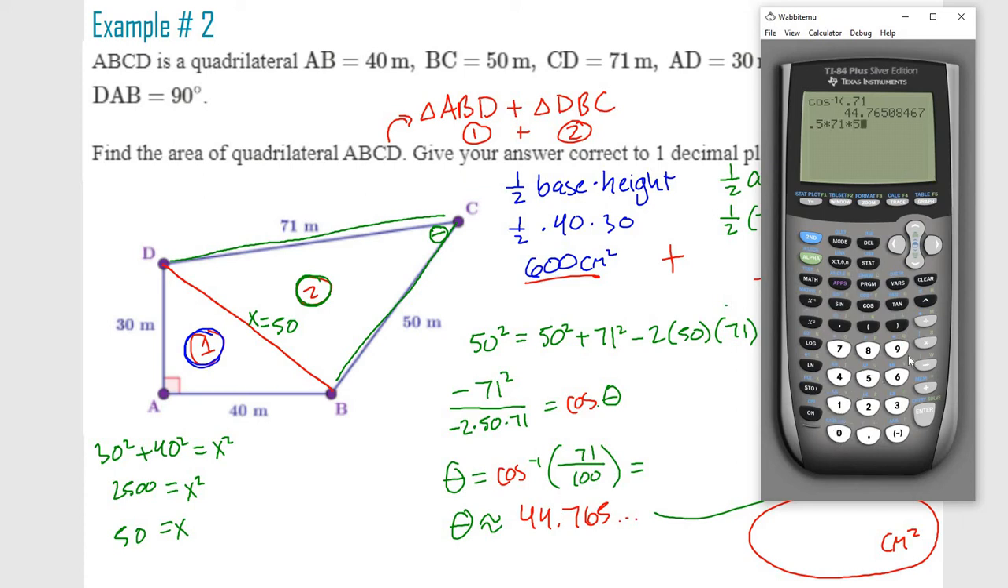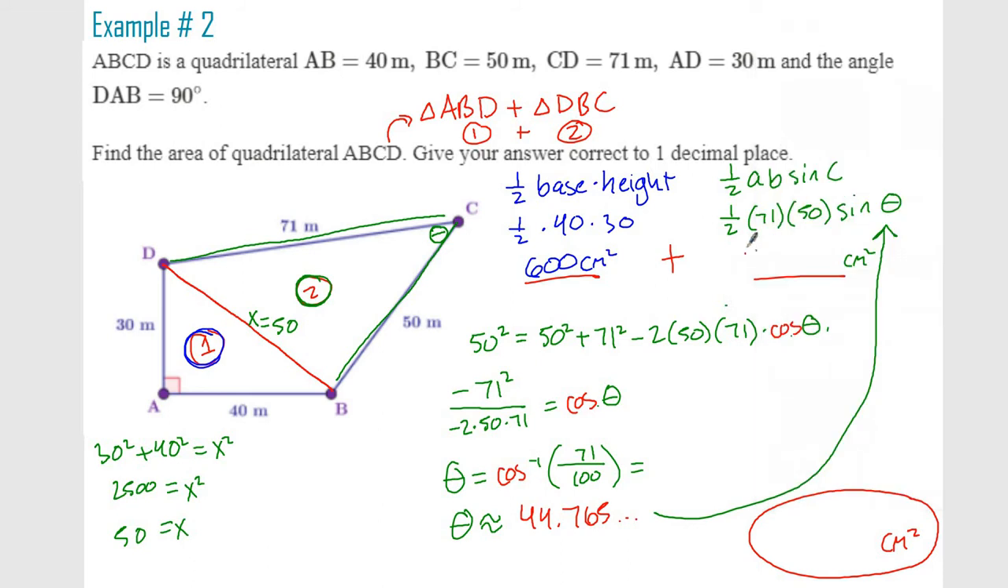I still can't believe I just did that. Okay, times sine of the angle. 1249.95 dot dot dot. I think that's what it said.